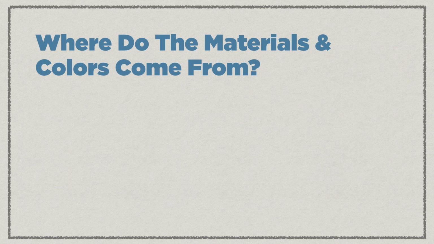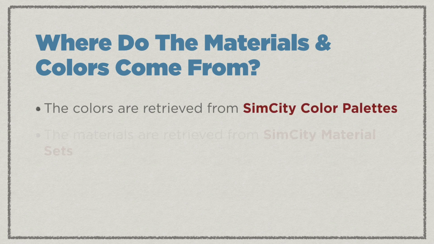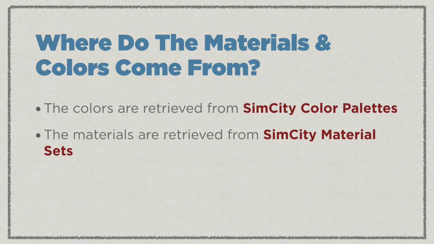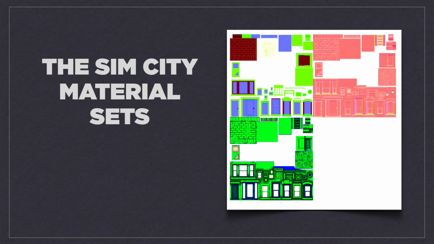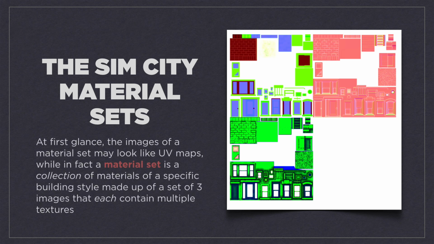So where do the materials and colors come from? Well, the colors are retrieved from SimCity color palettes, the materials are retrieved from SimCity material sets, and the interior maps are retrieved from SimCity interior textures. First, let's talk about the SimCity material sets. At first glance, the images of a material set may look like UV maps, while in fact a material set is a collection of materials of a specific building style made up of a set of 3 images that each contain multiple textures. That was a total mouthful, and it took me a bunch of tries to come up with that definition, and to me that's kind of a lot to take in.